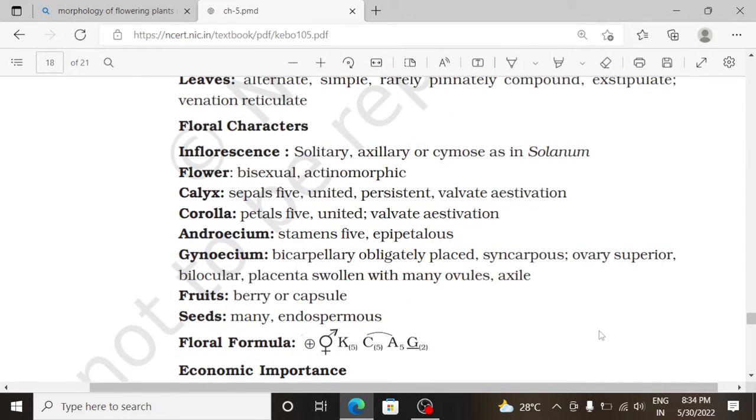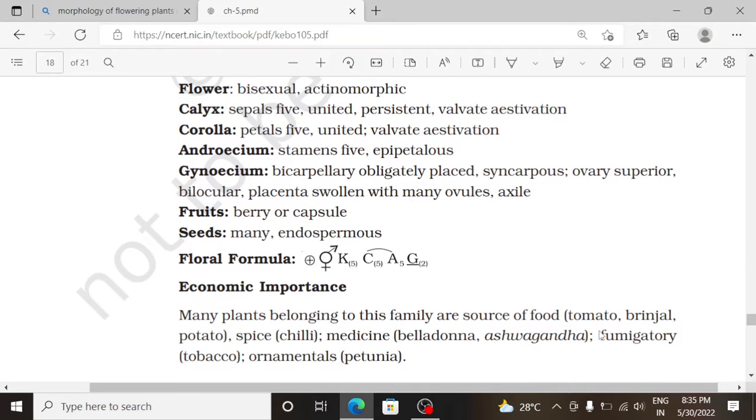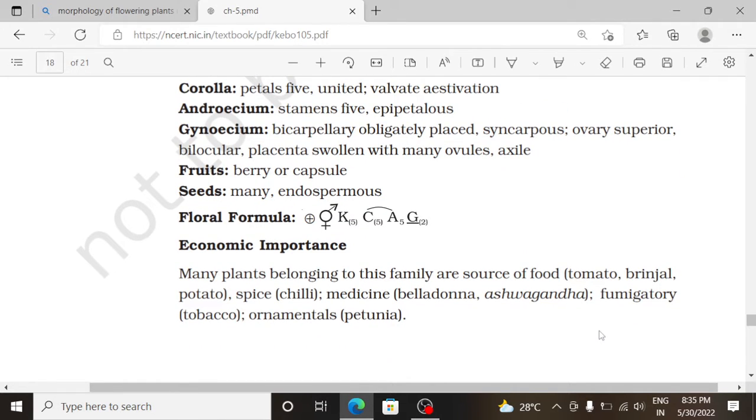Floral characters: inflorescence is solitary, axillary or cymose as in Solanum. Flower is bisexual, actinomorphic. Calyx has sepals 5, united, persistent, valvate aestivation. Corolla has petals 5, united, valvate aestivation. Androecium has stamens 5, epipetalous. Gynoecium is bicarpellary, obliquely placed, syncarpous, ovary superior, bilocular, placenta swollen with many ovules, axile. Fruits berry or capsule, seeds many, endospermous. Floral formula, I cannot read it, I need to see in the textbook.